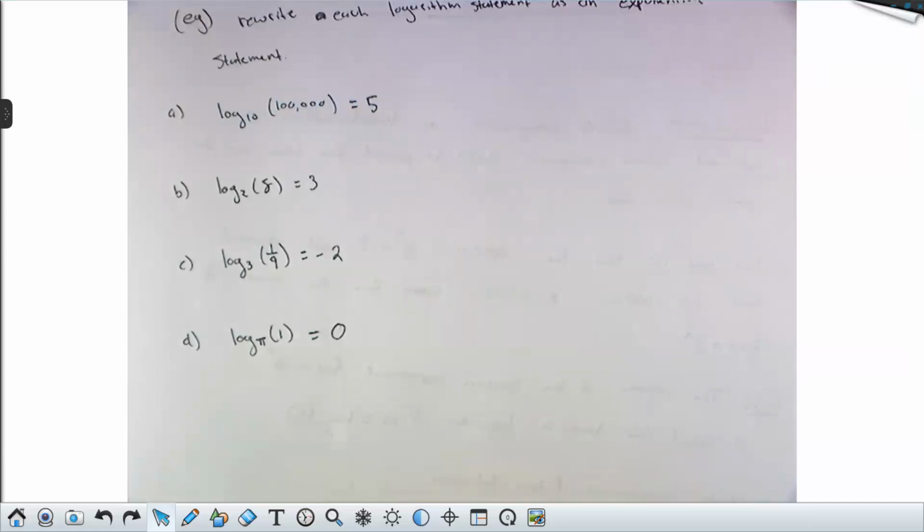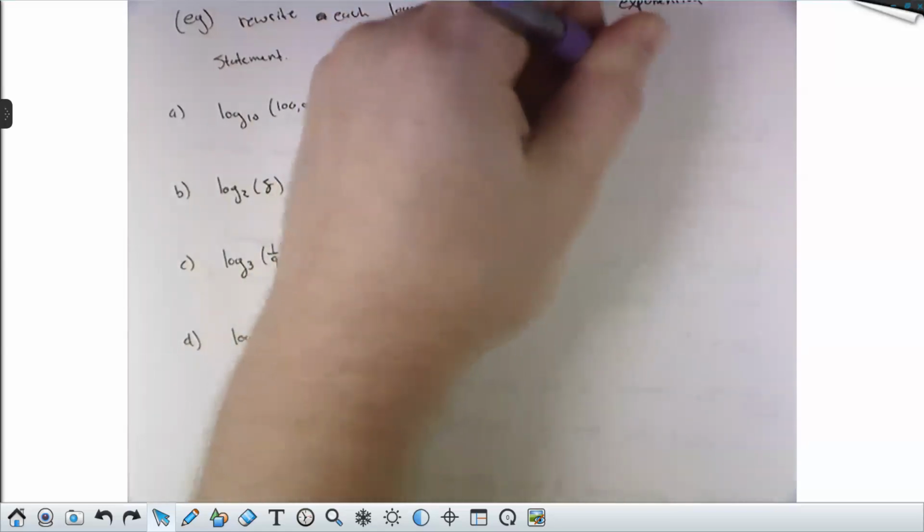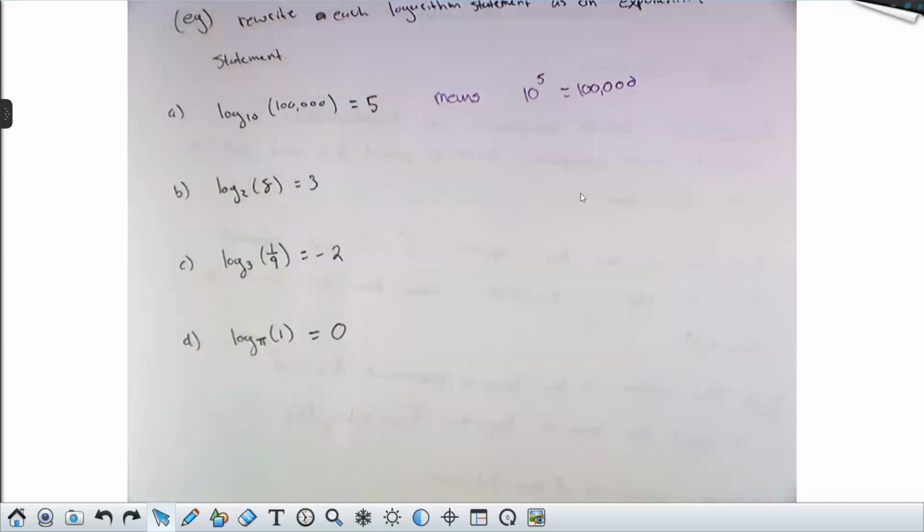Would it mean that 10 raised to 5 equals 100,000? Perfect. Did everybody hear that? That was beautiful. Thank you, Megan. This means 10 to the 5 is 100,000, right? The base a log of x equals y means a to the y equals x.